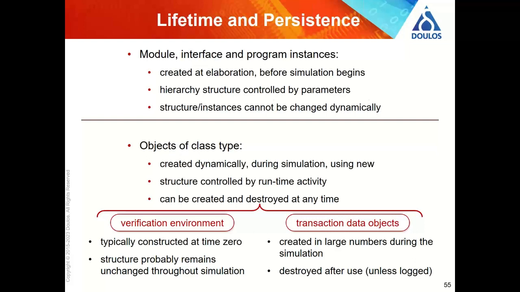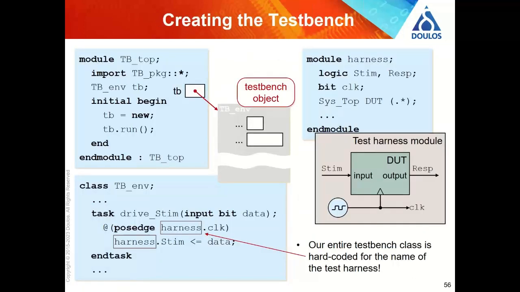Okay, now, test bench components, if we're using classes, that's different from the transactions. In terms of lifetime, modules, instances, and so on get created once at elaboration time, but objects get created at runtime. So we've got 2 different types of object. Objects which are the verification environment, again, we only want one copy of that, which gets created at time 0, whereas transactions are going to be created as we run through the simulation. Okay, so they're both created dynamically, but they have different characteristics.